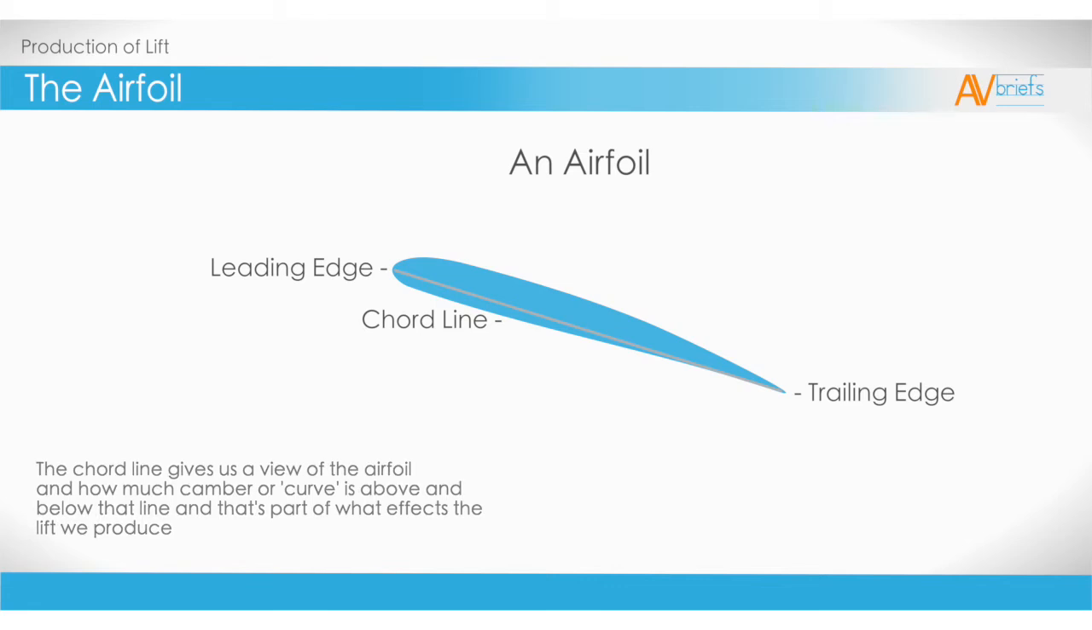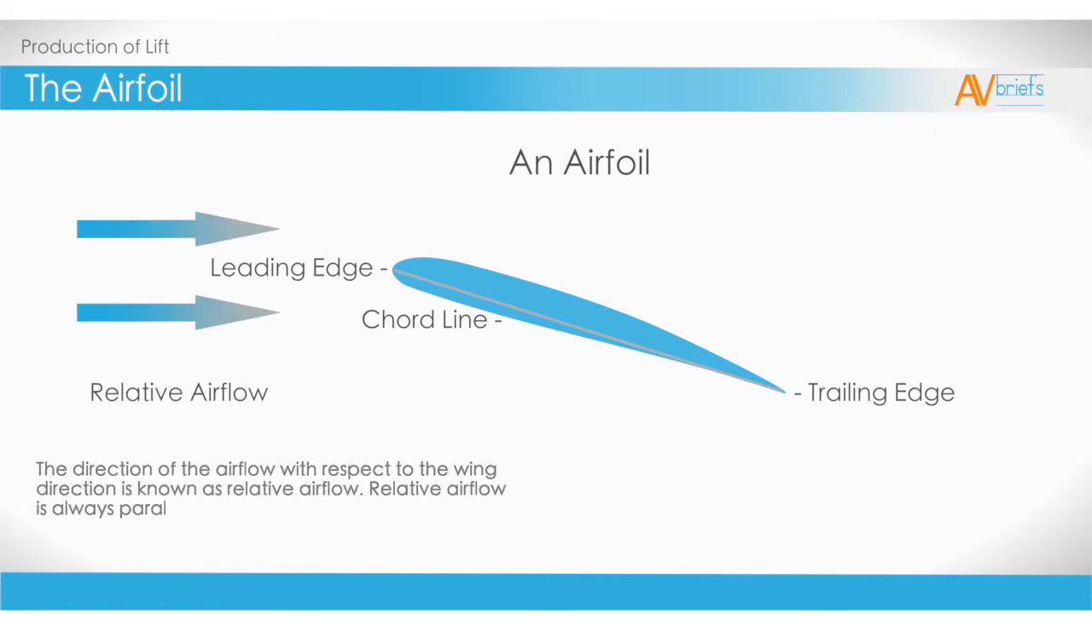That line is called the chord line. The chord line gives us a view of the airfoil, and how much camber, or curve, is above and below that line. And how much camber is above and below that line is what affects the lift we produce.